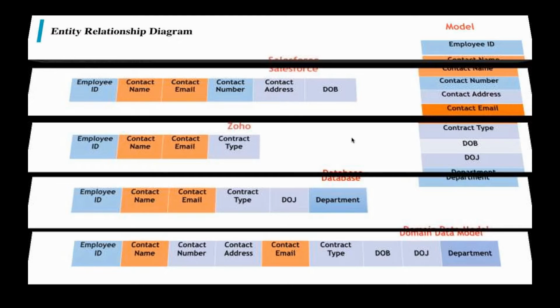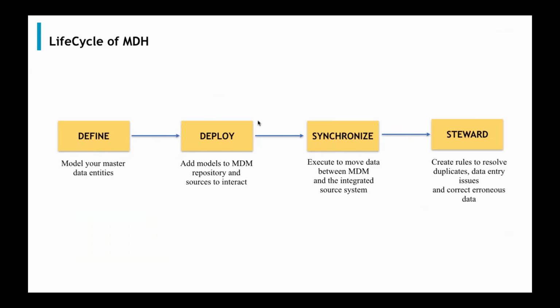Then the concept of creating a golden record actually goes through the life cycle of Master Data Hub. So this involves four steps. The first is define, where you define your model and you deploy your model to the repository. Third is synchronize, where we execute our Boomi processes to move data between the source and the MDM. And the stewardship, where we apply all the rules and validate the data. Okay. So for the first step, in order to create our model, we'll go to Master Data Hub.